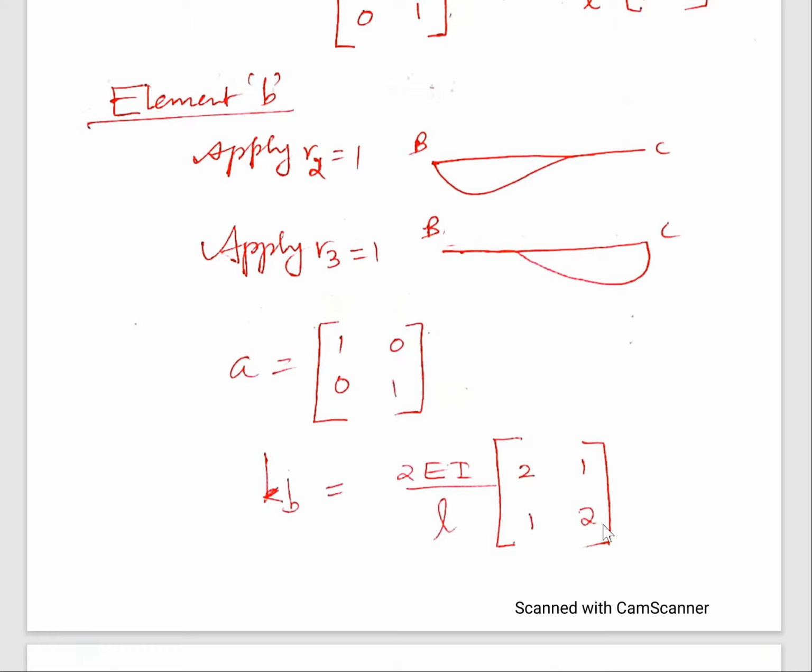Because here all the elements are having the same length and same flexural rigidity, so no change in the element stiffness matrix. For all the elements, the element stiffness matrix is same.